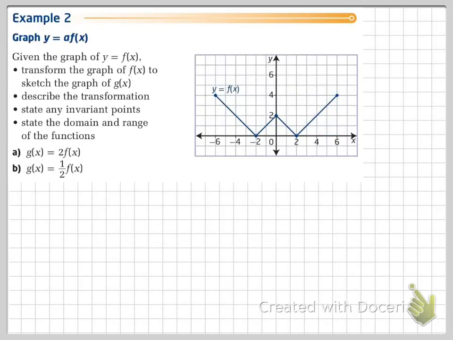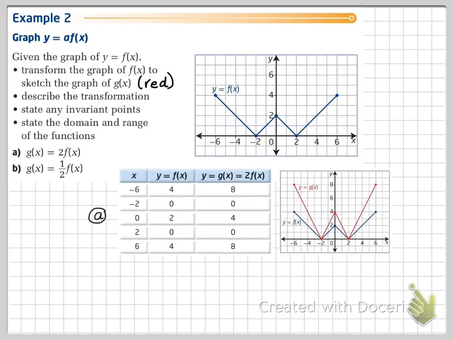So here we are, given the graph of y equals f of x, transform the graph of f of x to stretch the graph of g of x. And we're going to be showing that in red. Describe the transformation, state the invariant points, and state the domain and range. First of all, if g of x is 2 times f of x, this is what it's going to look like, with the red being the new function g of x, where it's 2 times f of x. Do you see the vertical stretch?